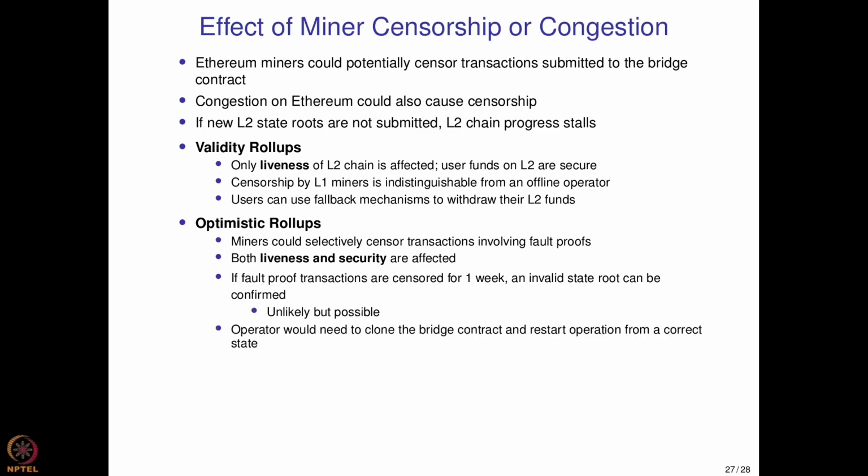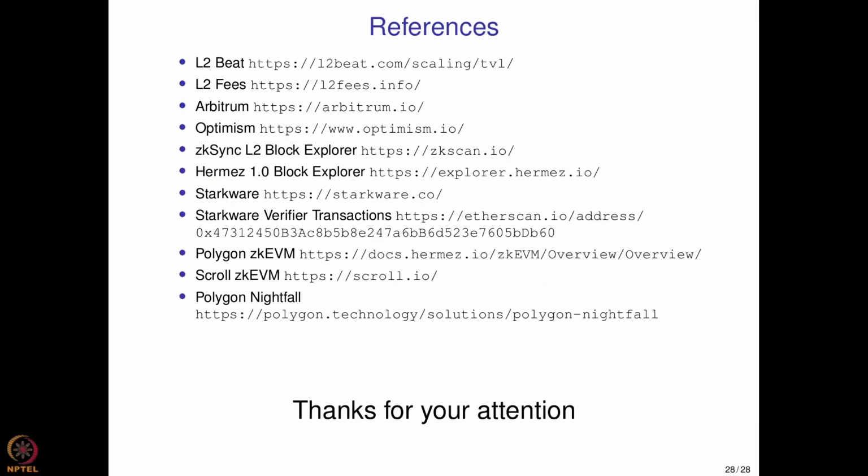But suppose it happens, suppose a faulty state root was confirmed because of some network congestion and some very unlikely scenarios, then what would need to happen is that the operator would need to clone the bridge contract state and restart operation from a correct state. The L2 blockchain is a linear list, so let's say one state root which is an incorrect state root got confirmed, then you need to restart the blockchain from a correct state root. So you'll have to clone the bridge contract. All the data is available because all the L2 blocks are available on the Ethereum logs, you don't have to depend on the rollup operator. So you can restart operation from a correct state. So that's all I had.